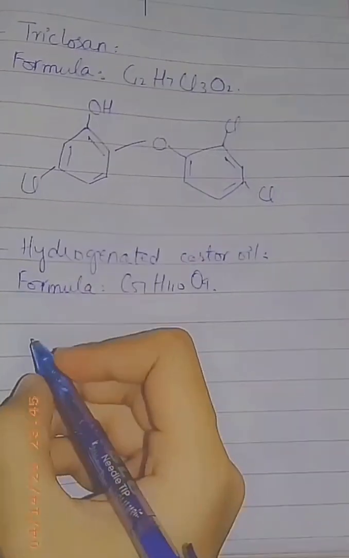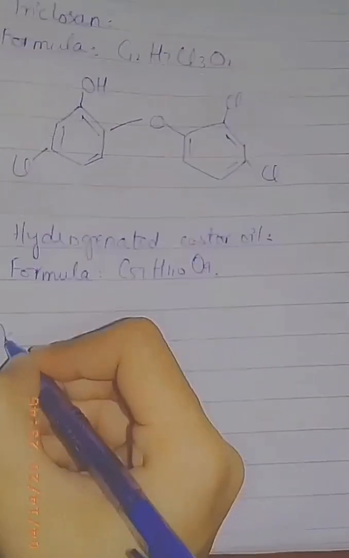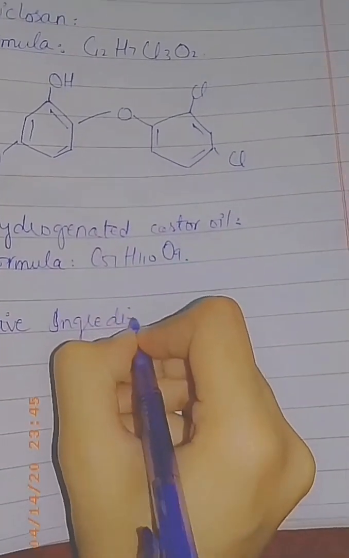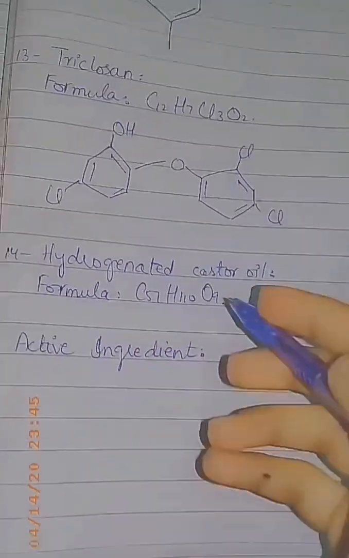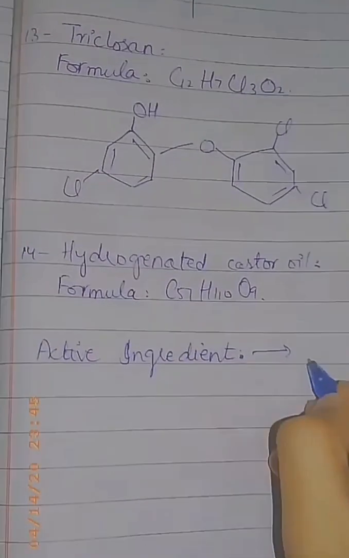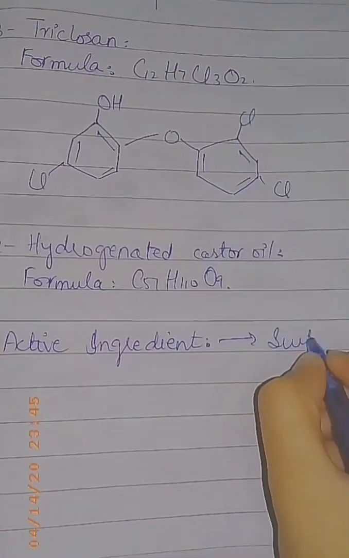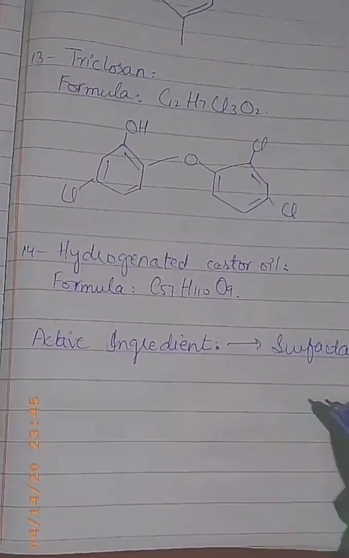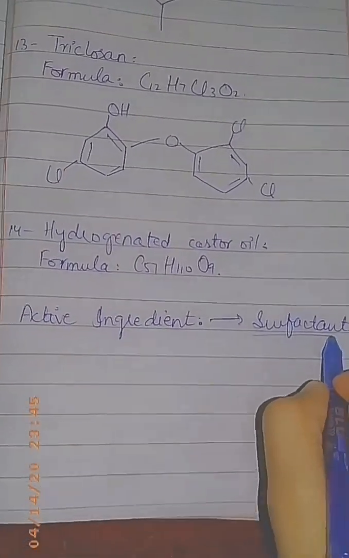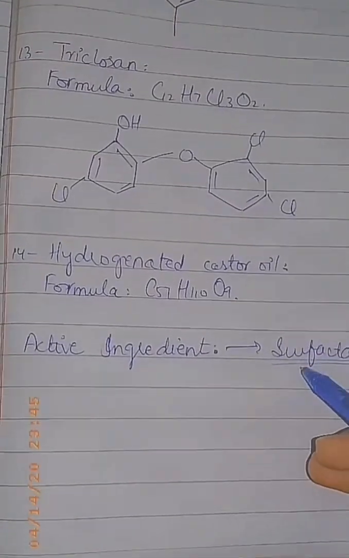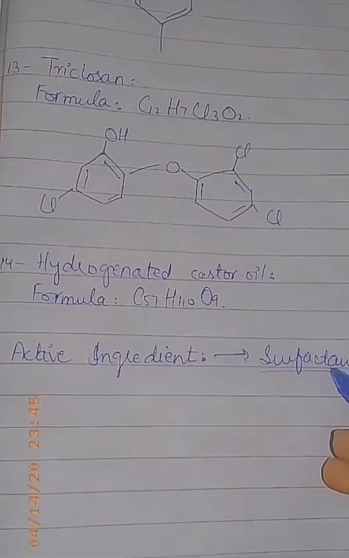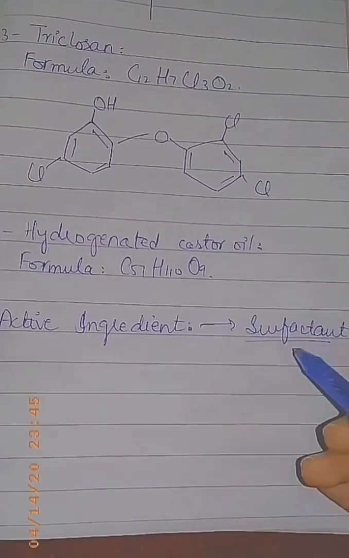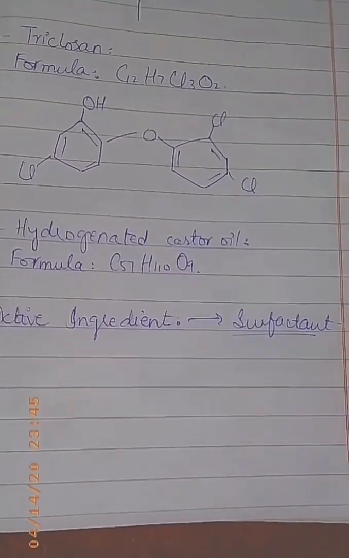Now I will tell you about the active ingredient in liquid soap: the surfactant. Surfactant is the main active ingredient in hand soap or liquid hand wash, and this ingredient chemically modifies the properties of water to make it a more effective cleanser. The surfactant also dissolves soils and emulsifies greasy substances.